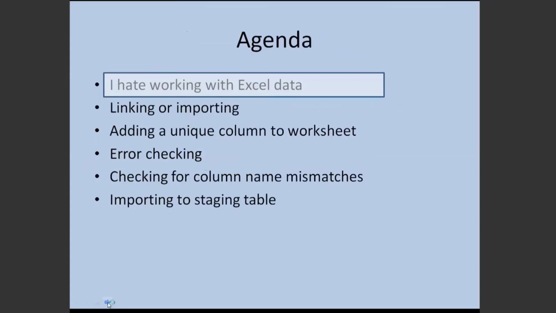Okay, today's agenda. We're going to start out with why I dislike working with Excel data. Then we're going to talk about linking or importing a little bit, mostly linking. Then I'm going to talk about how you can add a unique column to your worksheets, how I do error checking within my applications, how I check for column name mismatches between the Excel data and Access, and then how I import the staging table.